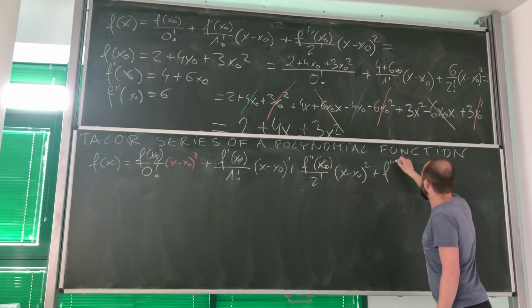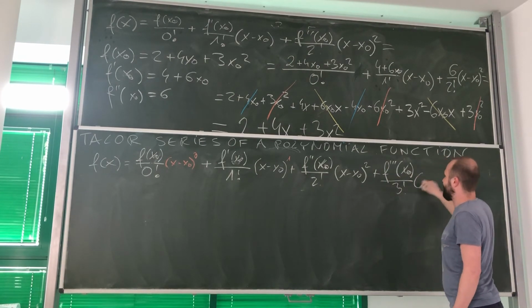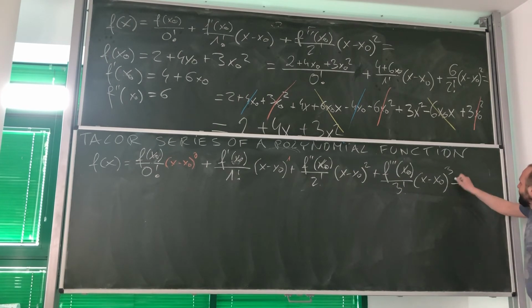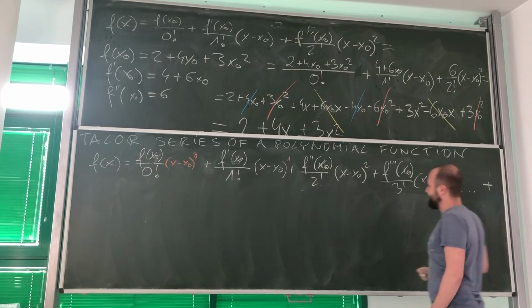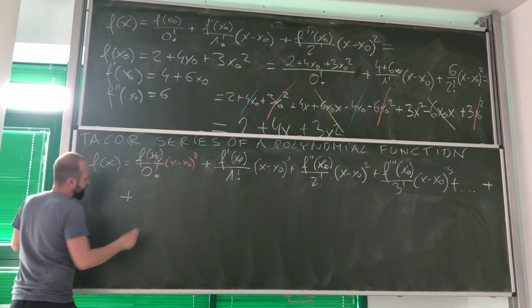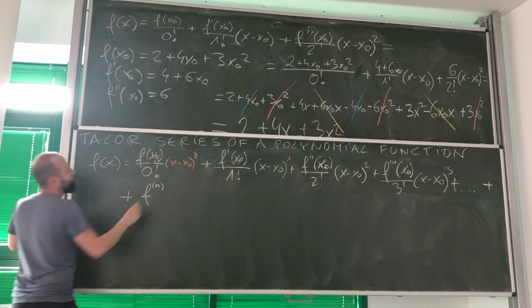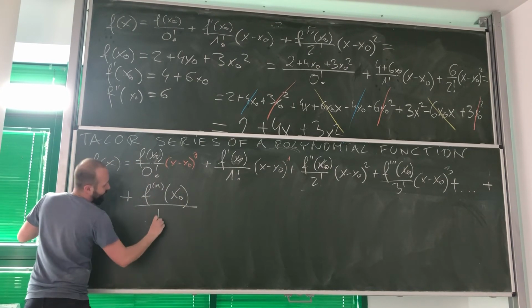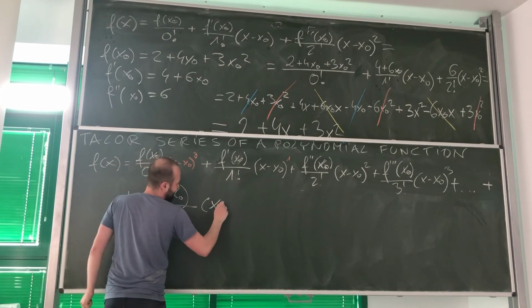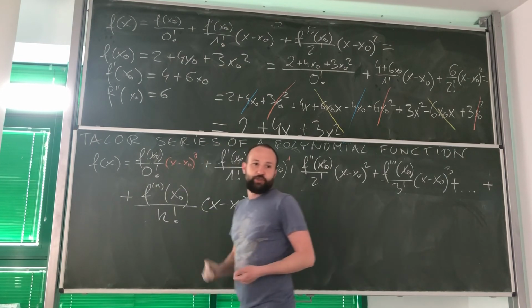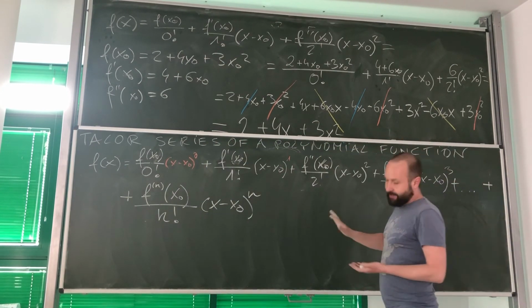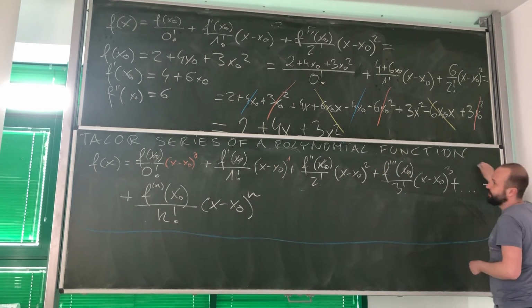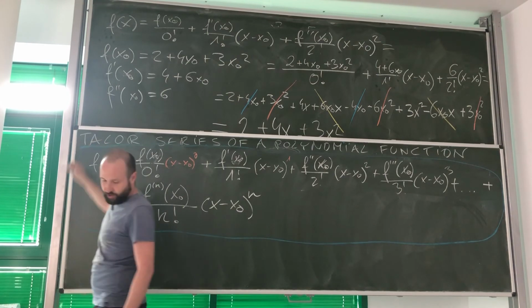The next component would be the third derivative, evaluated at x0, over 3 factorial times x minus x0 cubed, plus, of course, we go on like this until we get the last element, which is the nth derivative of function f evaluated at point x0 divided by n factorial times x minus x0 to the power of n. And this formula is of course known as the Taylor series of a polynomial function.